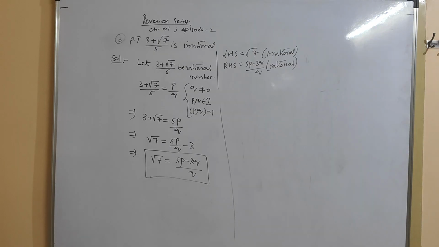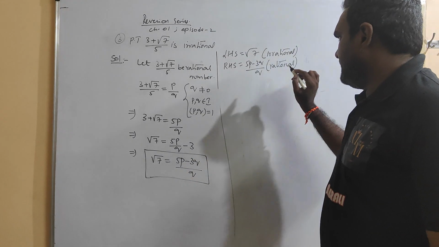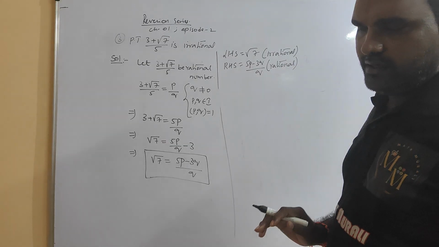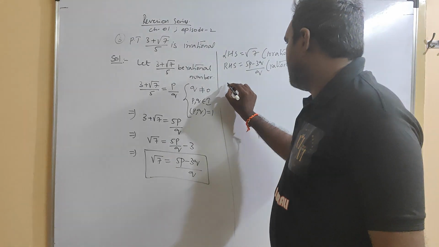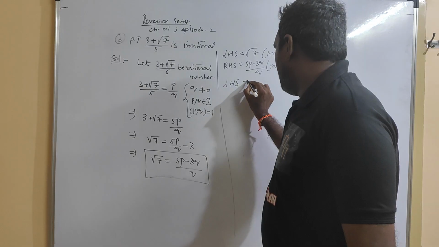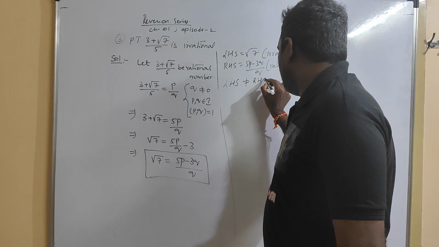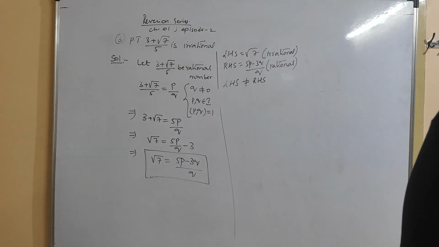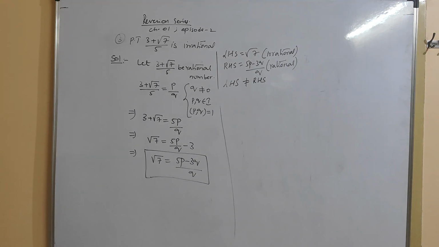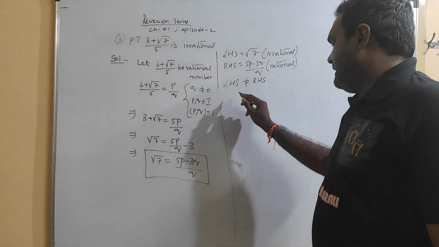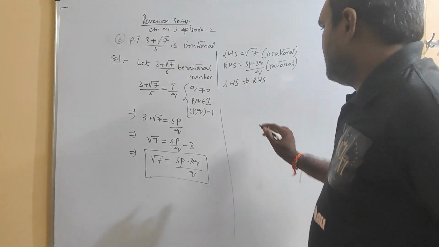How will you say it is rational? p and q belong to integers. You can take any integer value and you will get a rational number only. So that is the reason you can blindly write it is rational. So irrational equal to rational won't happen. So LHS is not equal to RHS. Why? Because a rational and an irrational number are never equal. That you have to check. LHS not equal to RHS.